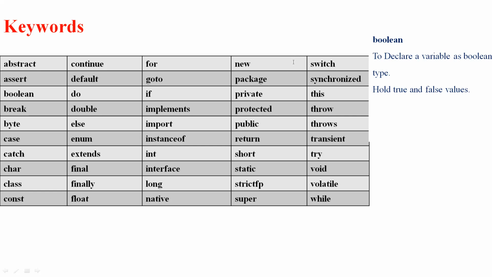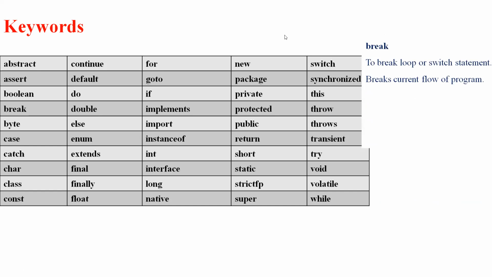Let's see the next keyword, that is break. As the word itself suggests, break is used to give a break to a particular statement, to break a loop or a switch statement. By using break, it breaks the current flow of the program. It breaks the current execution of the program, and the flow of execution continues from the next statement following it.